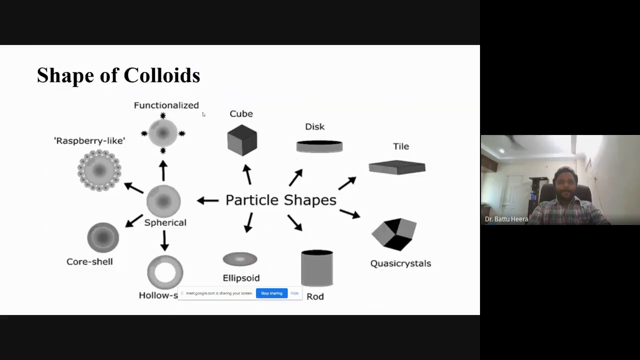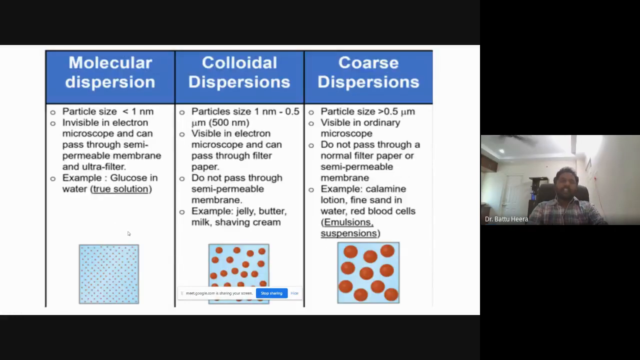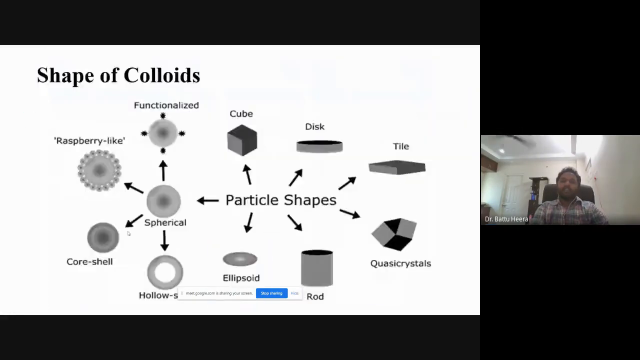Okay. Now, shape of the colloids. What are the shapes of colloids? There are various shapes: cube shape, disc shape, tile shape, quasi-crystals, rod shape, ellipsoid shape, hollow shape, spherical shape, core shape, and raspberry-like shape. It is also a very, very important question: discuss the types of colloids and shapes of colloids. You have to write the shapes of colloids as cube, disc, tile, quasi-crystals, rod, ellipsoid, hollow shape, and spherical shape. I hope it is clear.